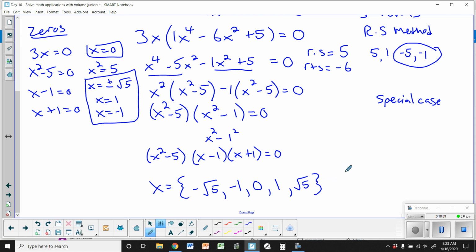We could have also written this, if you wanted to, this way as well. You could just say x equals, and then in set notation, plus or minus square root of 5, plus or minus 1, and then 0. You can write it like this. This would be perfectly fine as well, so either one of these. All right, so let's keep moving on.